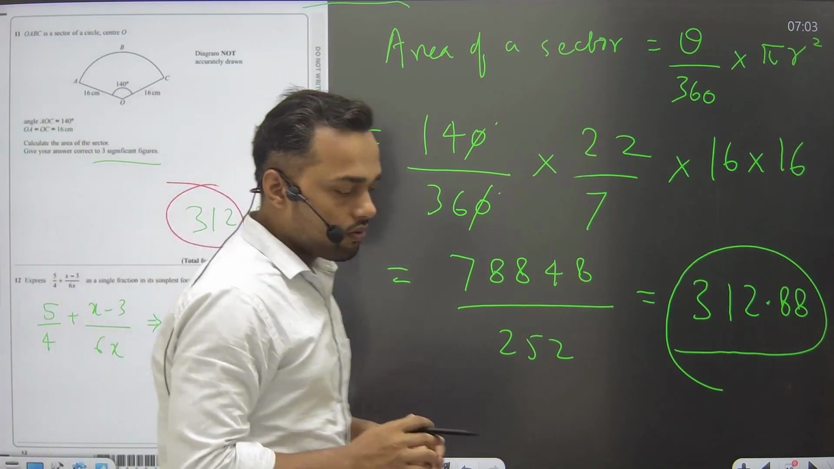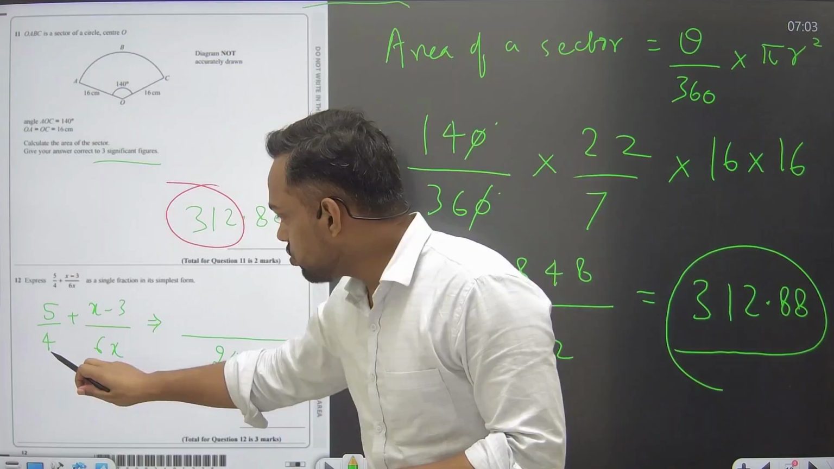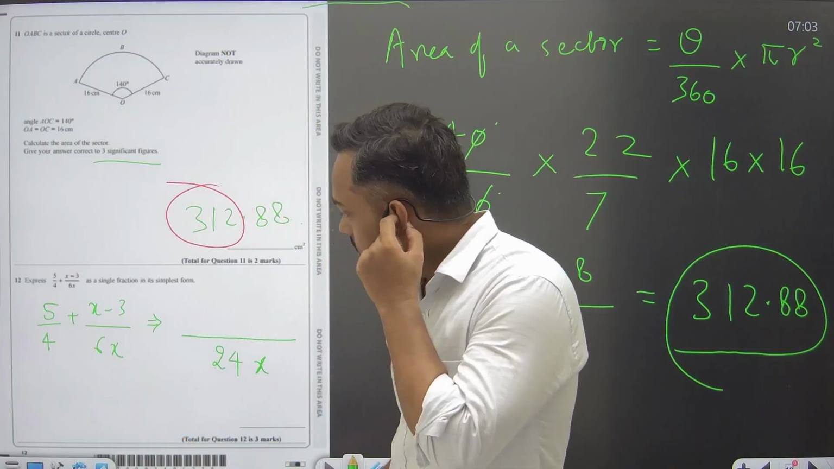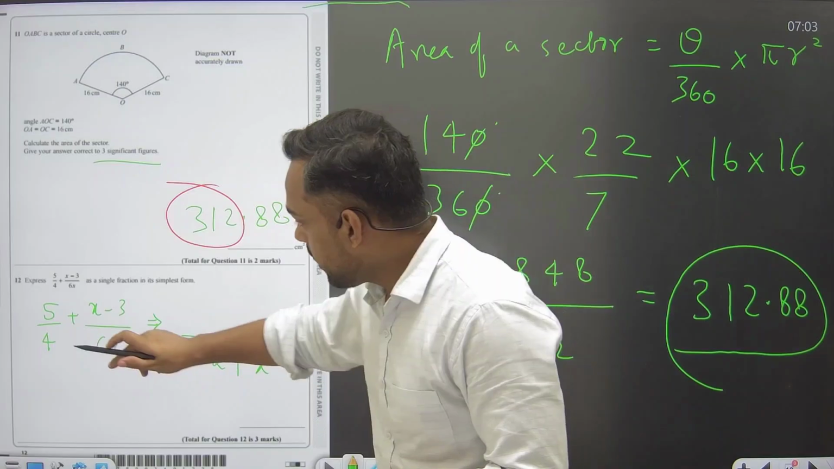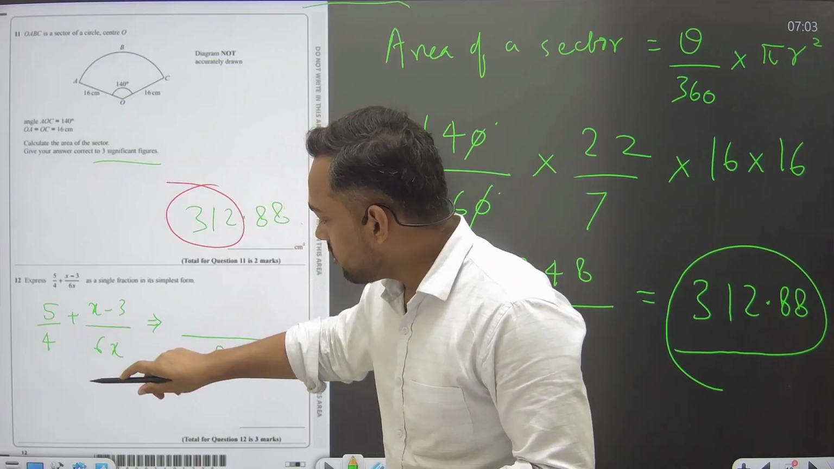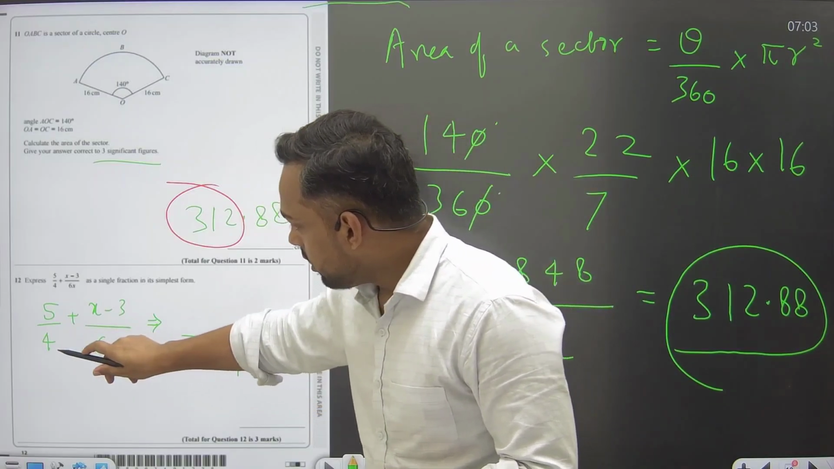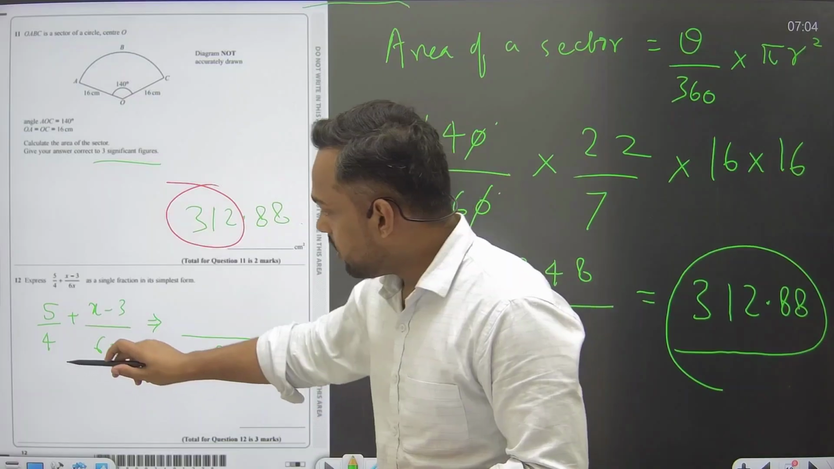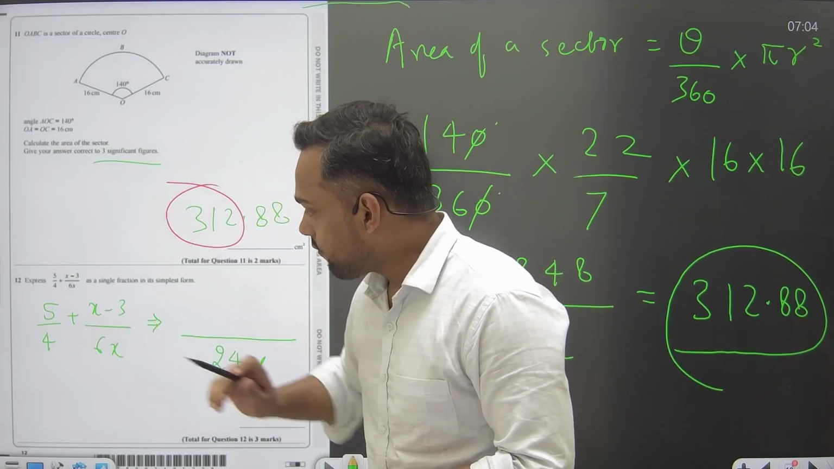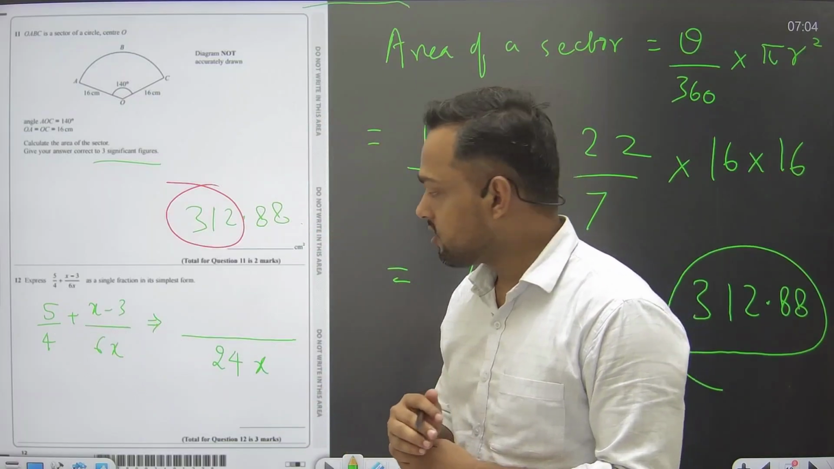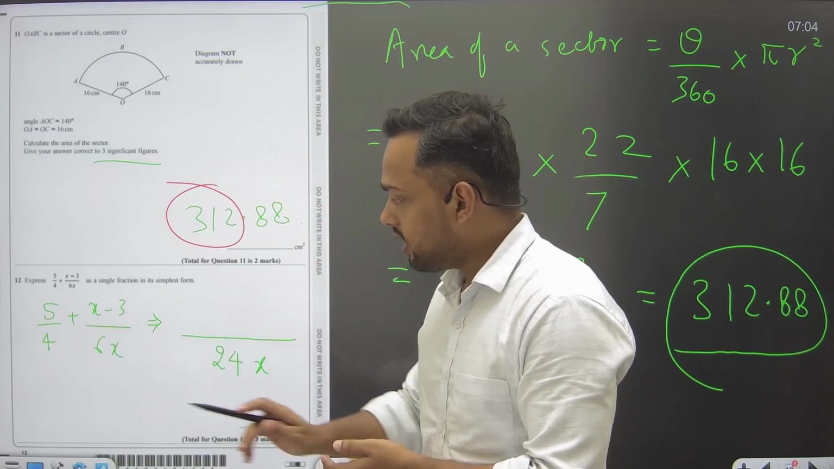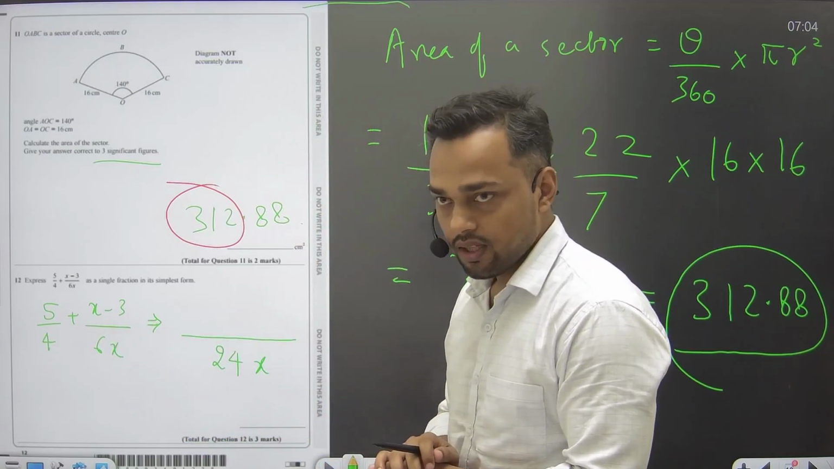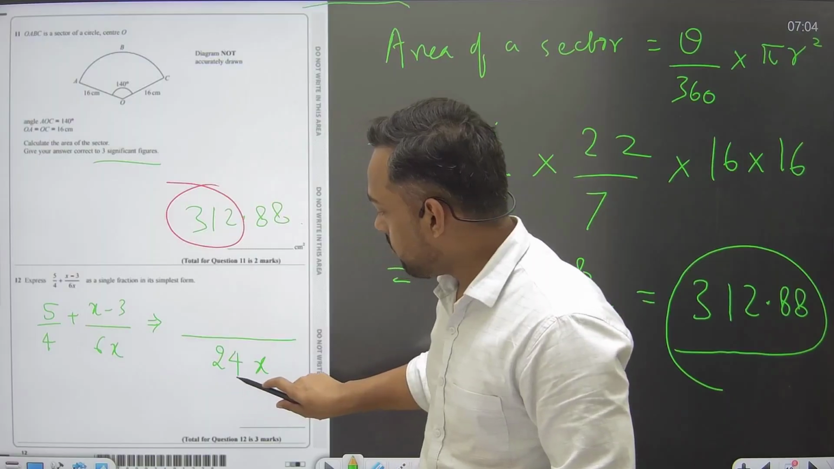How did I get this particular value? You just need to multiply the denominators of both the fractions, then you will get 24x. Now we need to see that 24x will come in the multiplication table of 4, meaning by how much. So you need to see that if we multiply 6x by 4, then you will get 24x. So 4 cross 6x will be 24x.